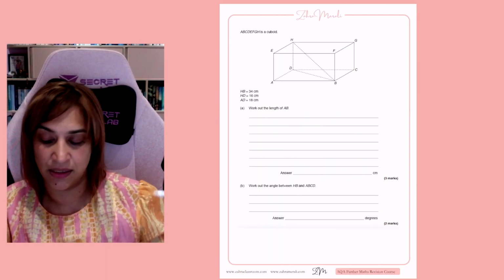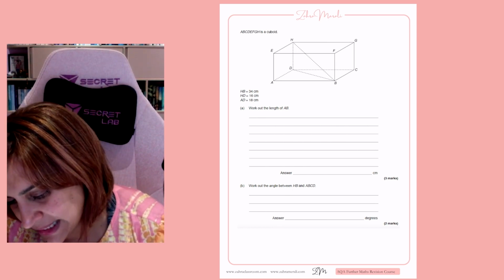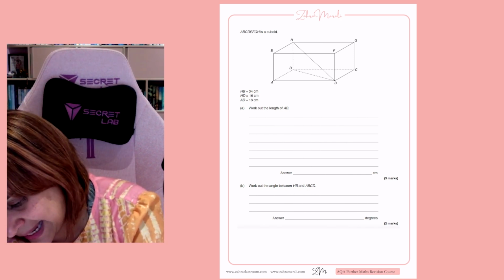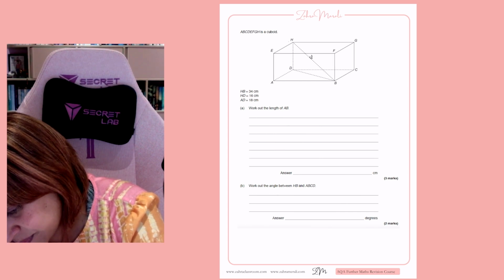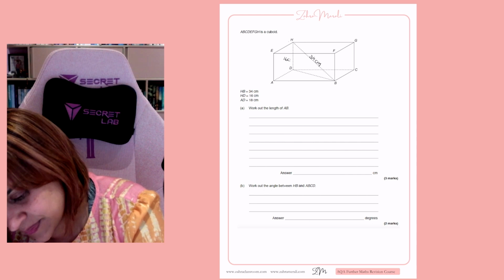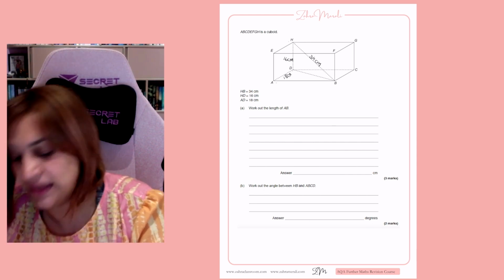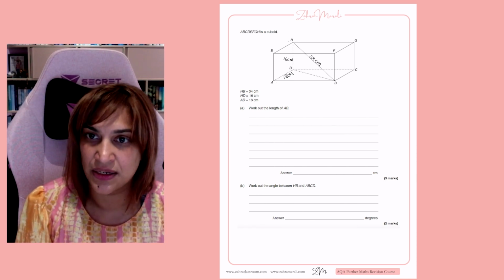If it's something like this, which is a cuboid, they want you to work out the length of AB. So let's see what we know. We know that HB is 34. We know that HD is 16. AD is 18. So we've got a few things there, and we want to find A to B.